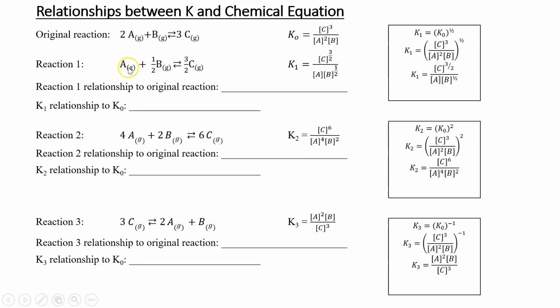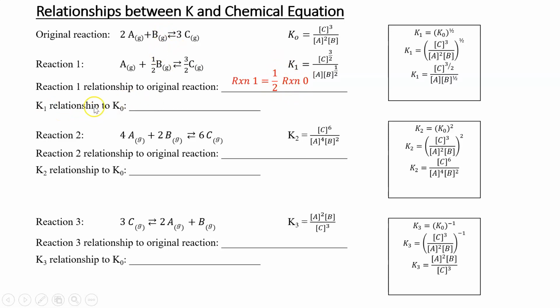Now reaction 1 is given: A plus 1/2 B yields 3/2 C. K1 is C to the 3/2, because of the 3/2 coefficient, over the concentration of A times the concentration of B to the 1/2 power. So what's the relationship between these? Reaction 1 is half the value of the original reaction. 2 times 1/2 is 1, 1 times 1/2 is 1/2, and 3 times 1/2 is 3/2. So reaction 1 is just 1/2 of reaction 0.